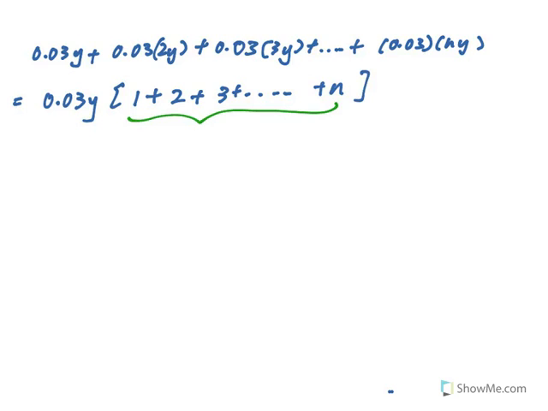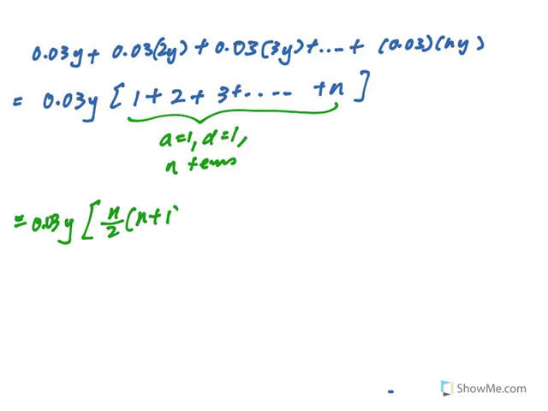Number of terms is n. First term is 1, common difference 1. Beautiful, right? So from here, 0.03y multiplied by a summation, n over 2 bracket first term plus last term, and our answer is just equal to 0.015y n bracket 1 plus n, and that's our answer for part B.